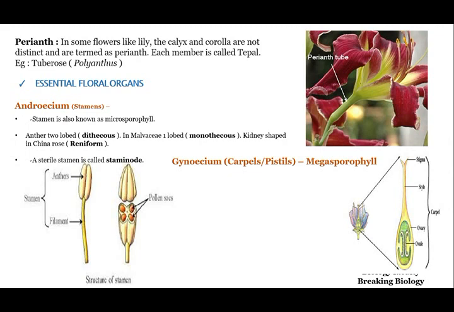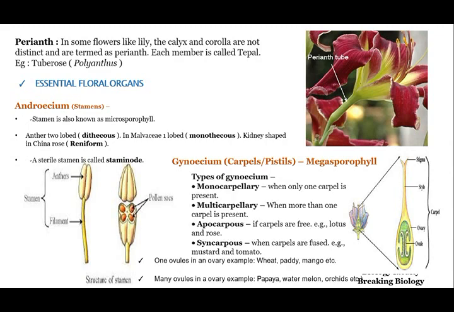As you all know, each carpel consists of three parts: stigma, style, and ovary. The stigma is the part where the pollen actually falls after pollination. The style is the elongated part of the stigma from where the pollen tube passes to the ovary, and the ovary is the bulged out portion of the carpel. The inner part of the ovary is called the locule, and within the locule there is a cushion-like tissue called the placenta, and within this placenta are present the ovules. So ovules are present in the ovary.